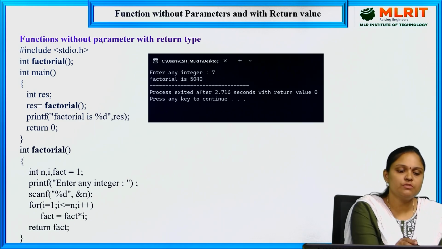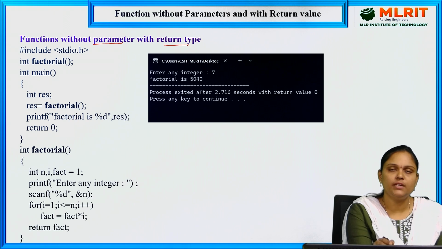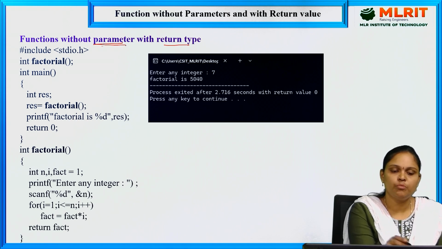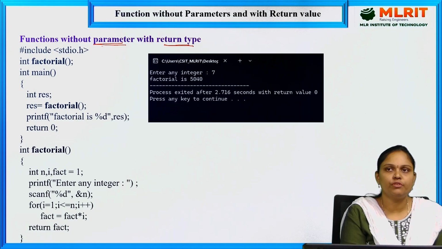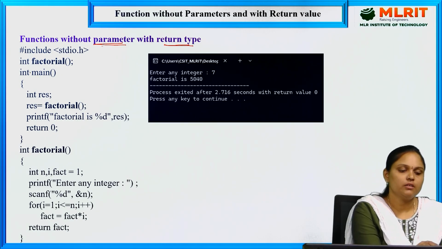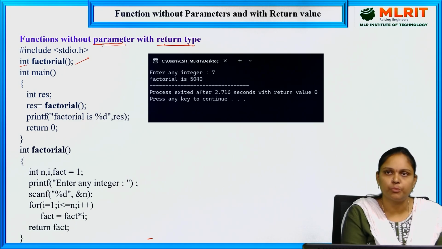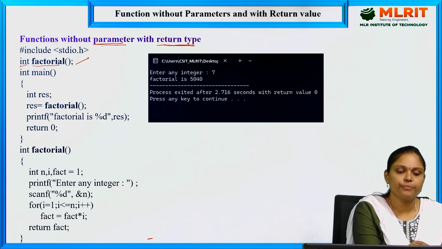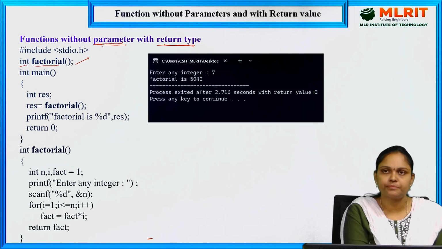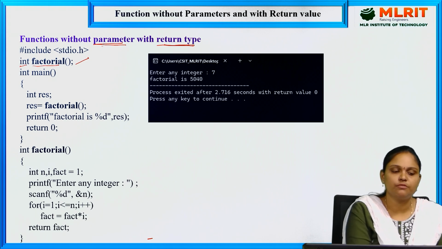So the next way is functions without parameters and with return type. Here we are not giving any inputs, but we are getting output from that particular function. So this is a function declaration. Int is my return data type. As we mentioned, the category is with return type. Factorial is the name of the function. What kind of output are we getting from that factorial? Integer value itself. That is the reason why we are writing the return data type as int.